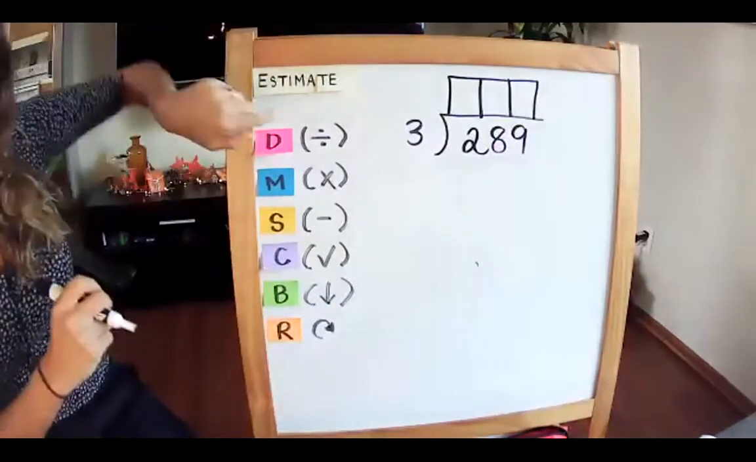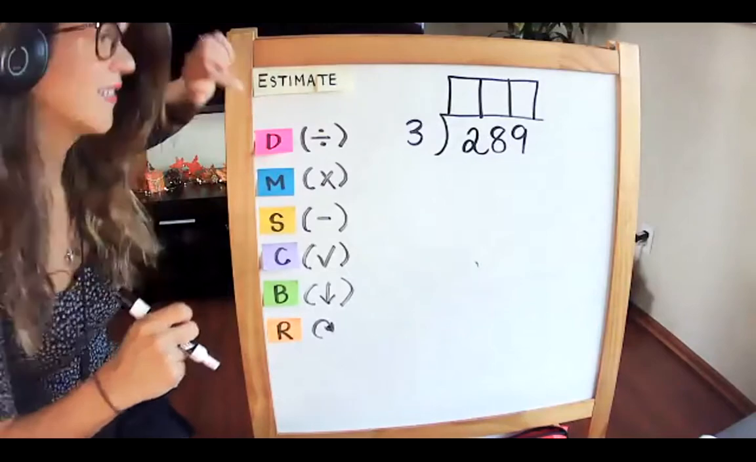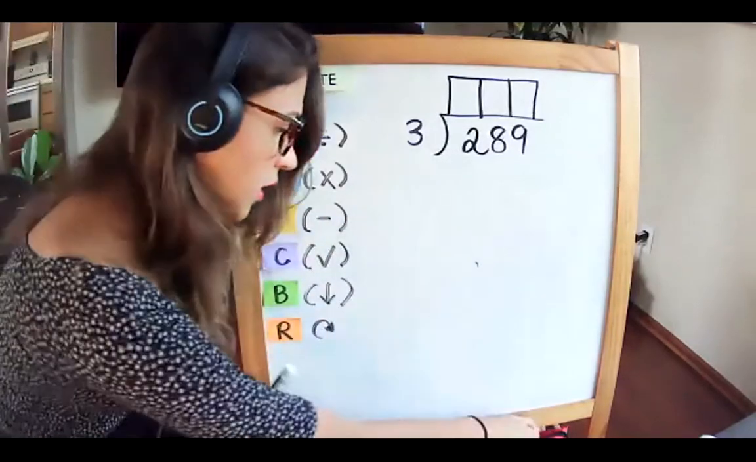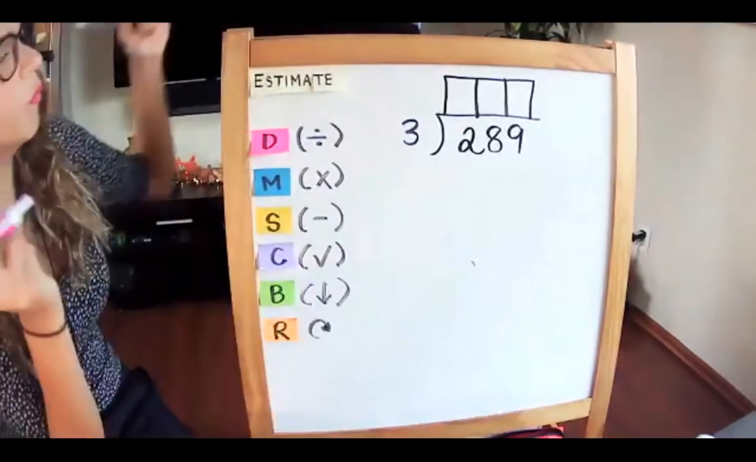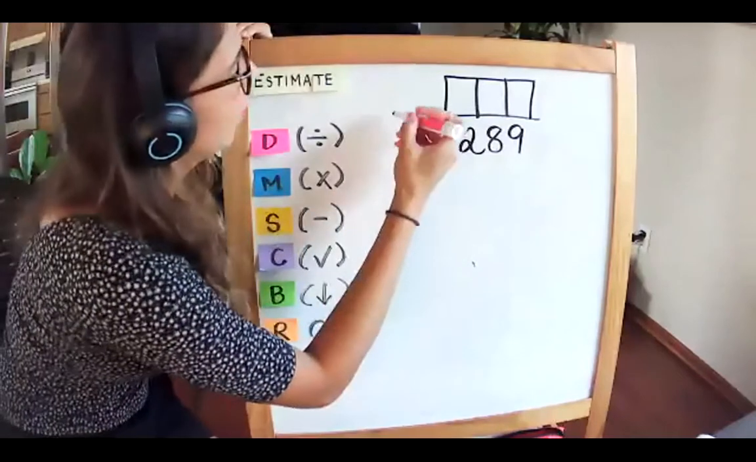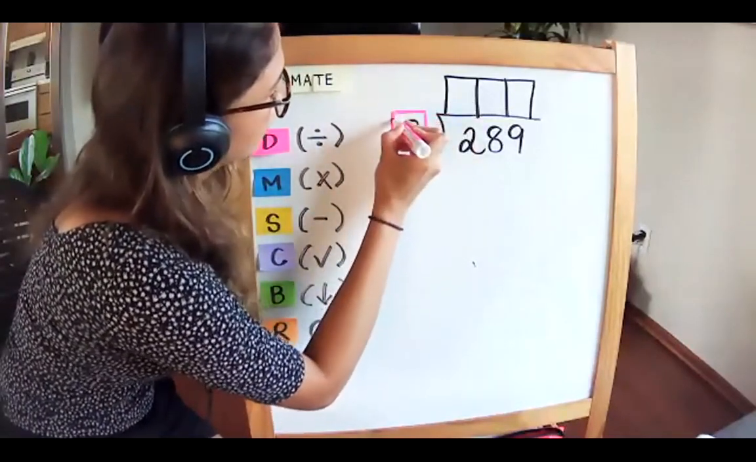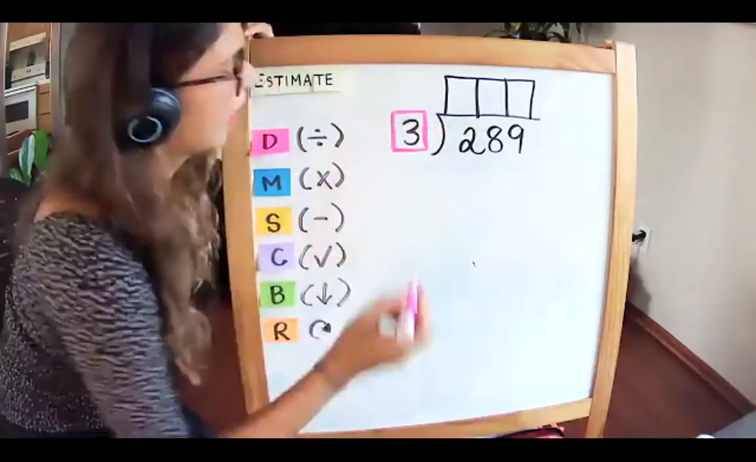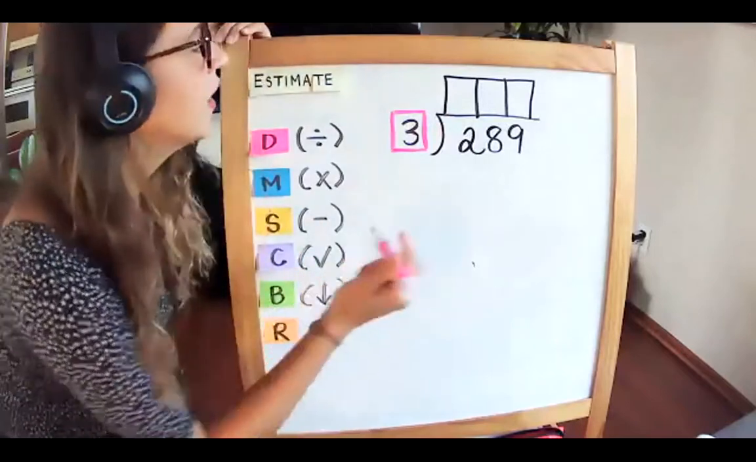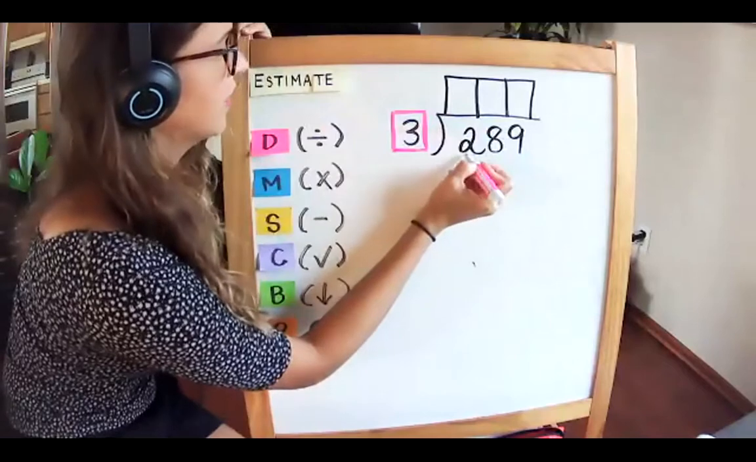All right, our very first step always is to estimate. We're going to look, and I want another pretty color. We'll use pink. We're going to look at which digit first? The 3. Always look at your divisor. 3 tells us we're using the 3 times table. Lucky us, we just used the 3 times table. We are experts at it. Let's start figuring out where we're going to begin.